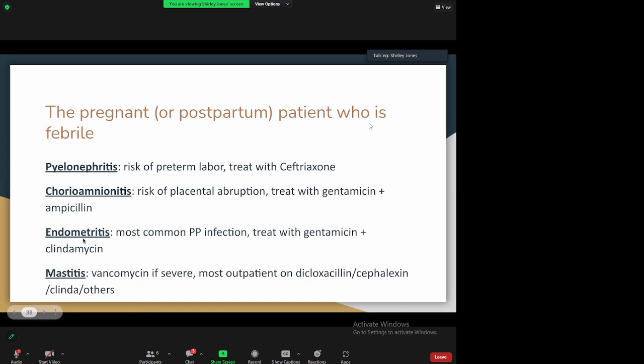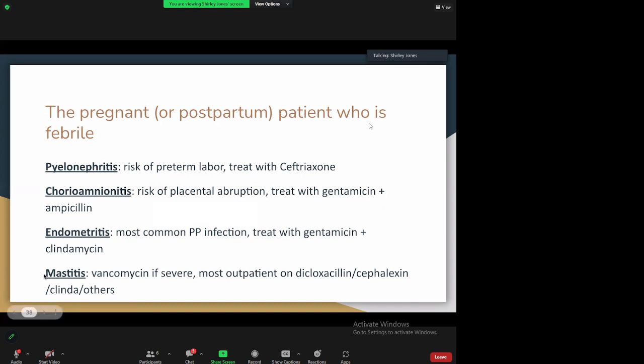And for endometritis, the question to ask your patient is going to be about their lochia. Everybody after birth has some vaginal discharge and bleeding, and so you have to ask them about that. And sometimes they'll describe it as being foul smelling because it's basically pus coming out of their uterus.